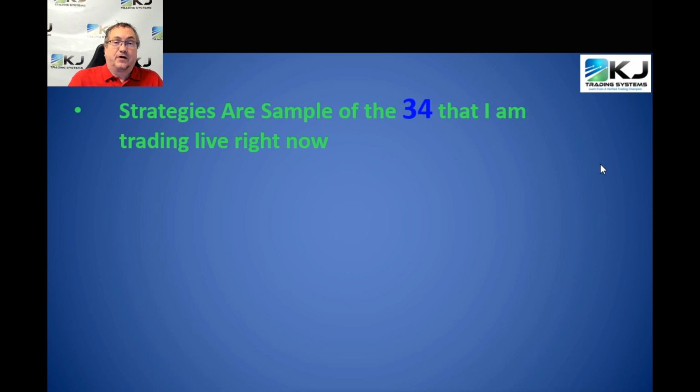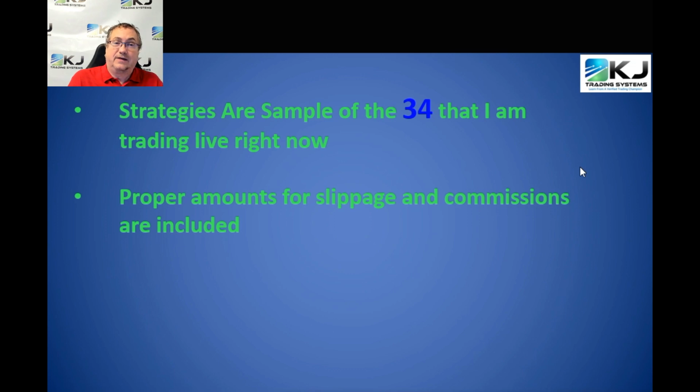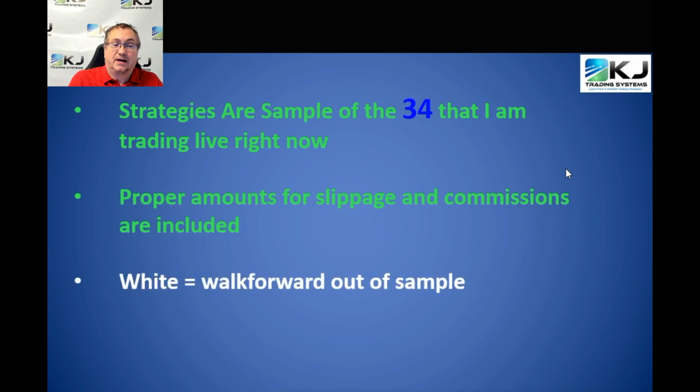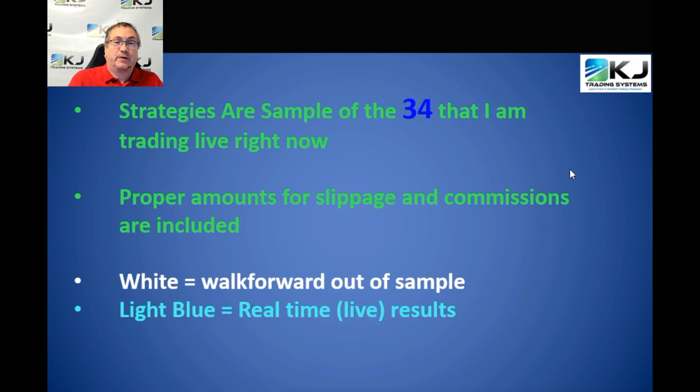So like I said, 34 strategies that I'm currently trading as of February. These charts also have proper amounts for slippage and commission, and the way I divided the chart up, when I stop development of the system, that's all the white area. So that's walk forward out of sample testing, that's the white area, and then the light blue area is actually live real time. So some of the strategies you'll see have a year or two maybe of real-time performance. Other ones have years and years of it. So it kind of varies with the strategy.